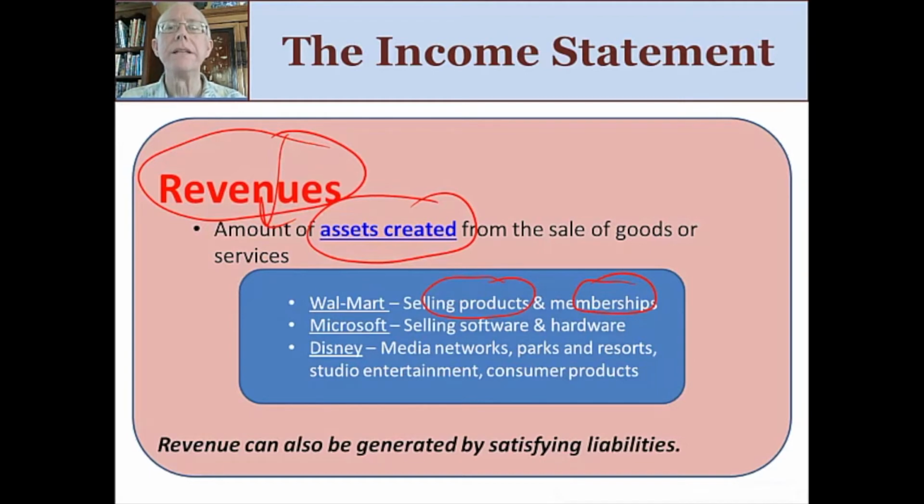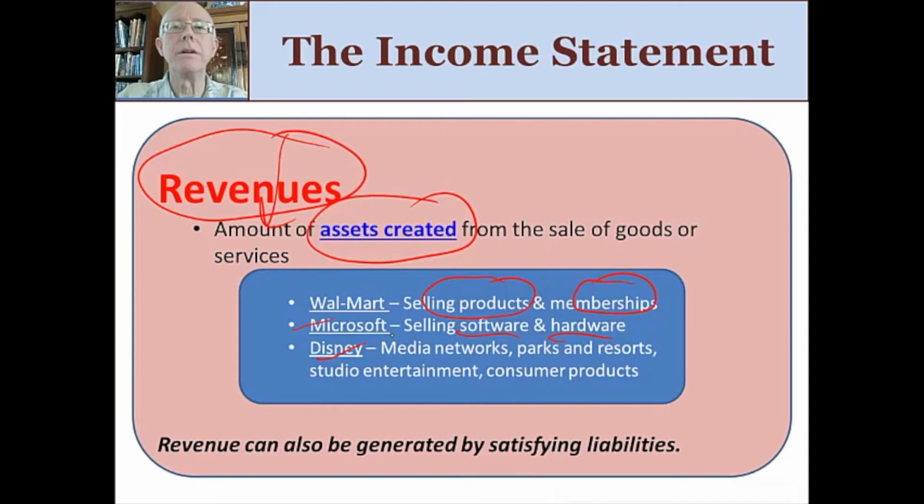So revenue is the amount of assets that Walmart generates through doing business, selling you a membership or selling you a product. Microsoft's revenue is the amount of assets that they generate through selling you software and a little bit of hardware as well. So revenue represents the amount of assets created through those activities.